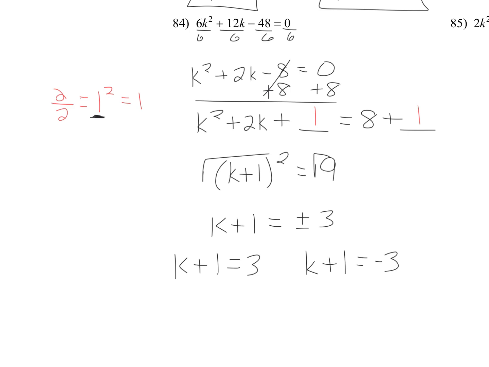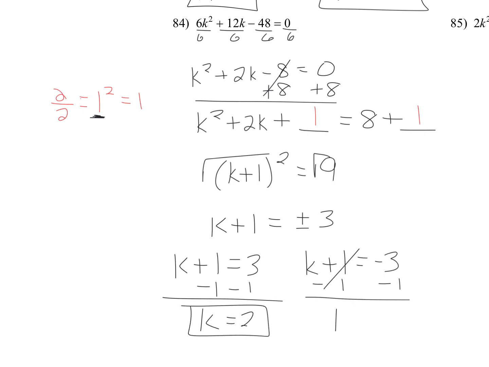Question, this part, is it ever going to change? What's the only part that's changing when you write it as their own? What it equals to. Yep. So solve both of these by subtracting 1. So we get k equals 2, and k equals negative 4.